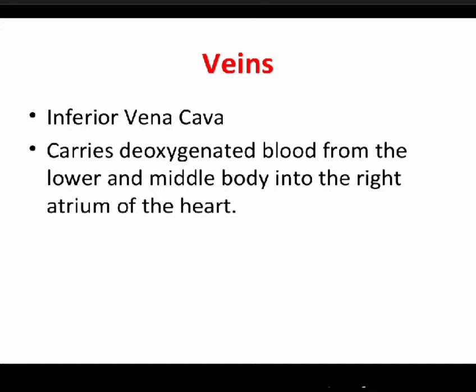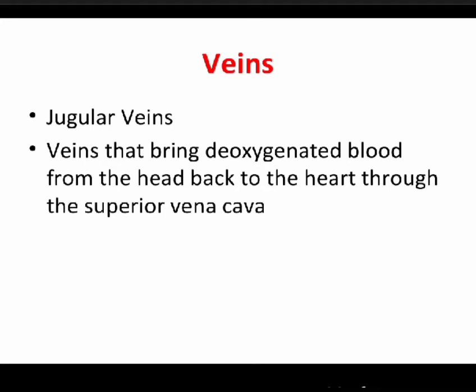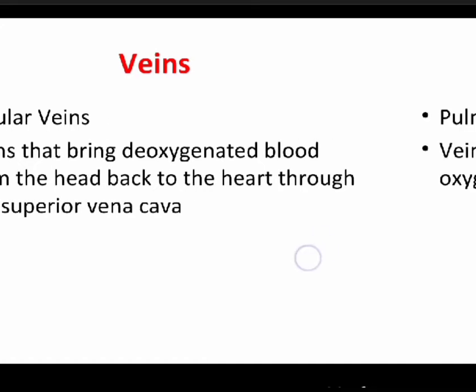Then it moves into the right ventricle, from the right ventricle straight to the lungs, back into the left ventricle, into the left atrium, and then to the various parts of the body. Now the veins, we have what you call valvular veins, and these are veins that bring deoxygenated blood from the head back to the heart through the superior vena cava.